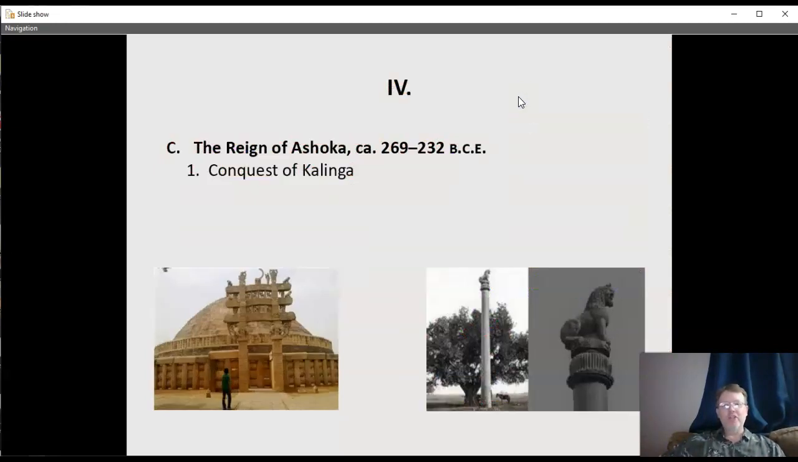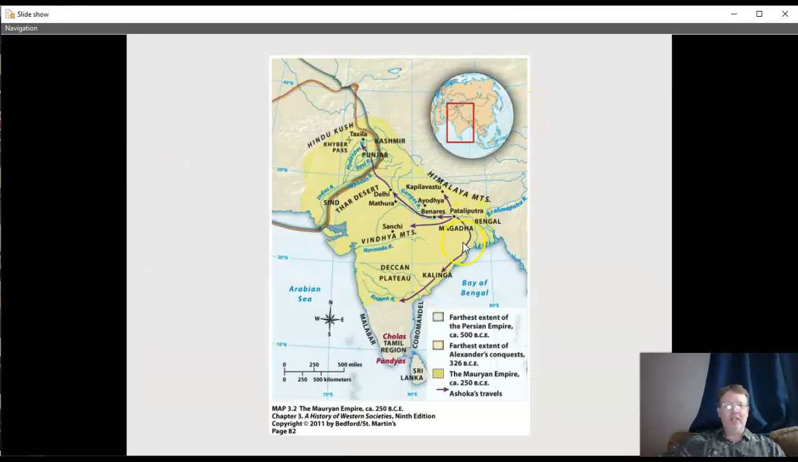He conquers the region of eastern India known as Kalinga. I'll go back. This is Kalinga, this eastern region over here of India. You can see the line here. I believe this is Ashoka. Yeah, he's got the purple line. This is Ashoka. Eventually conquers Kalinga, which no one else had been able to conquer.